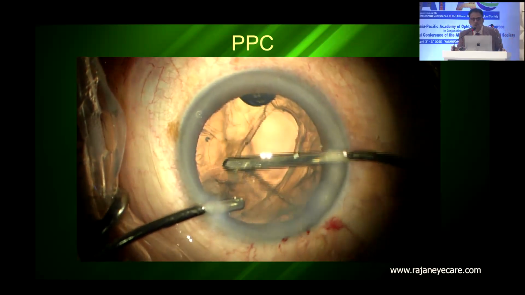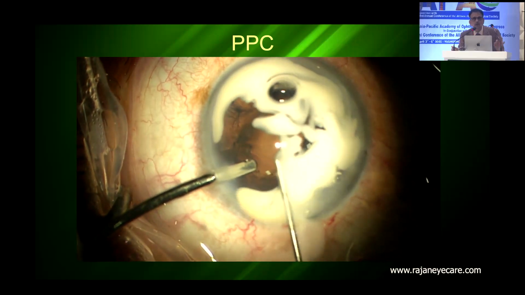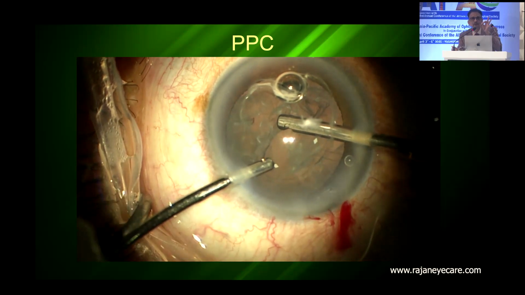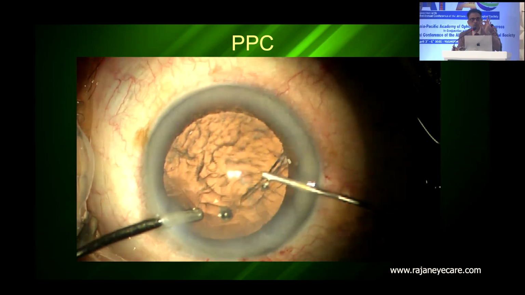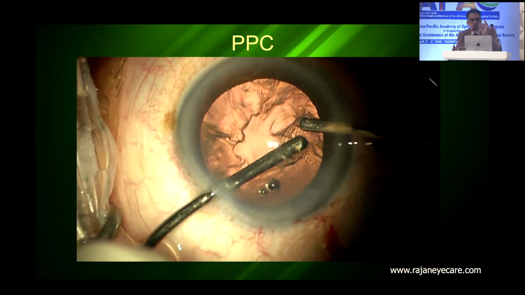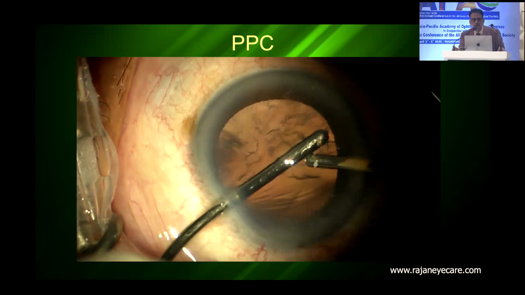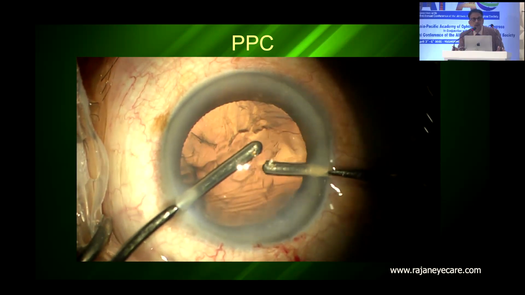Inject Viscoat, go bimanual, then immediately put Triesence, diluted 1:4. Even God cannot see vitreous without Triesence in the anterior chamber. Please understand this. Put Triesence. Don't put too much, don't put too little. A fairly good amount of Triesence will delineate the vitreous so that you can remove the vitreous, and always do bimanual vitrectomy.